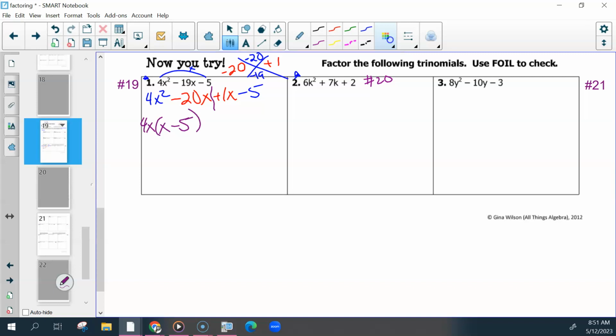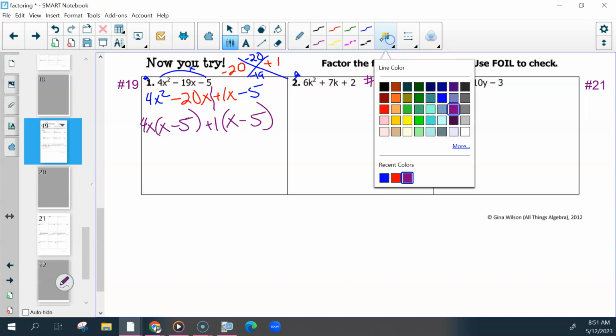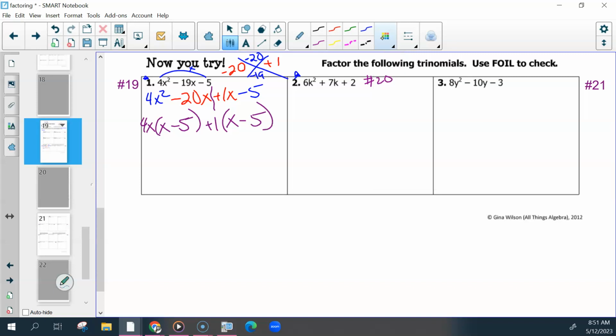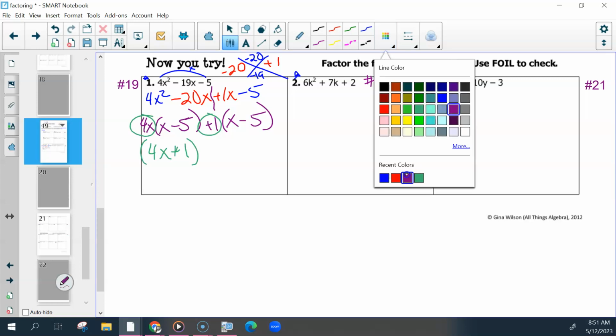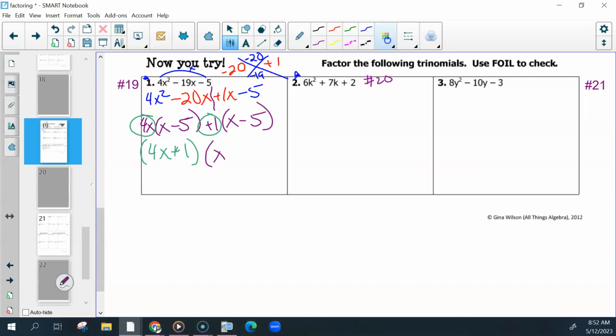What could we divide out of these two? Do they both have an x? Just 1. So if nothing, you can always divide out a 1. And then that would leave this the same, x minus 5. Then the things on the outside you would put together in parentheses. And if the insides are the same, which they should be, that is your other set of parentheses.